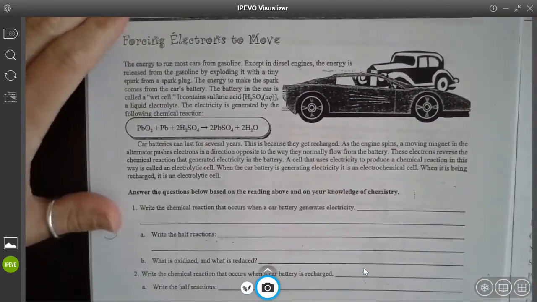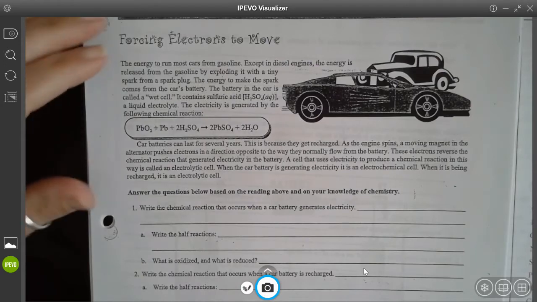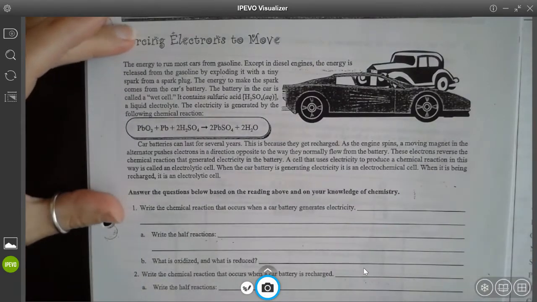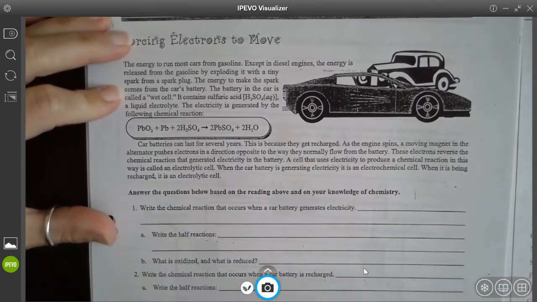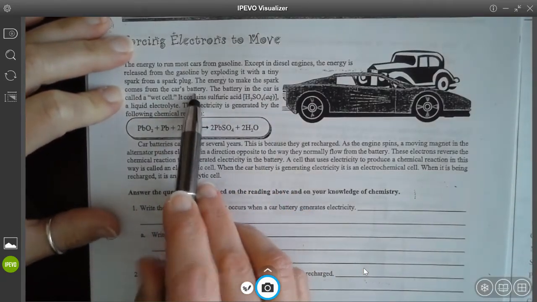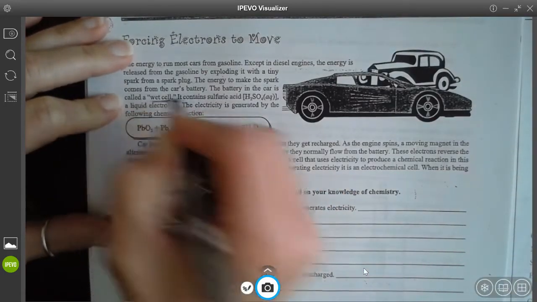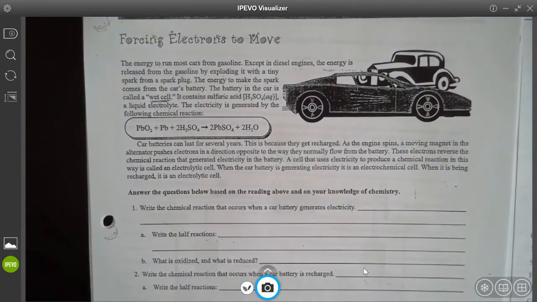The energy to run most cars is from gasoline. Except diesel engines, the energy is released from gasoline exploding with a tiny spark from a spark plug. The energy to make the spark comes from the car's battery, and that's what we're going to focus on. The battery in the car is called a wet cell. We sort of saw one of those when I introduced them previously.